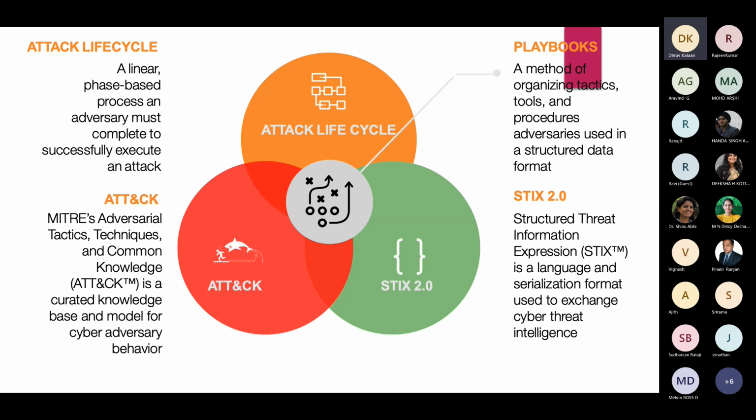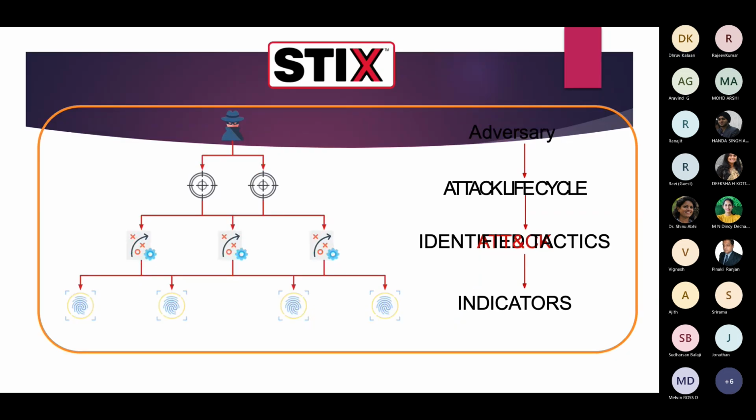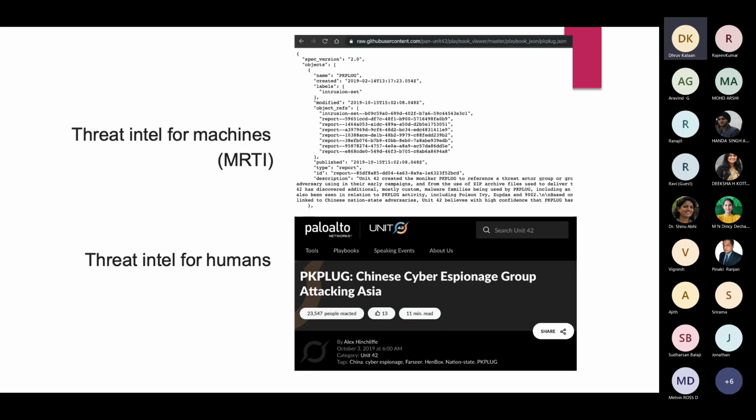So now you are equipped with these things. Where we can take them forward is that using the adversary attack life cycles and the identified bases that we've got, we can start building certain indicators as well. How do we do that? We consume the threat intelligence that we get.